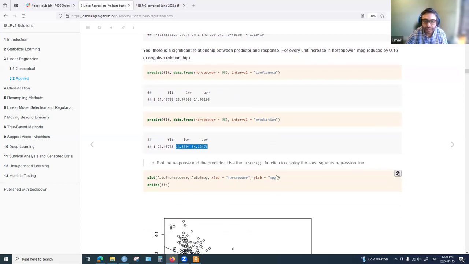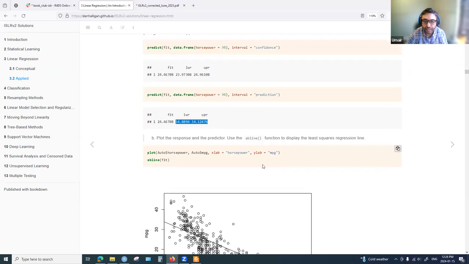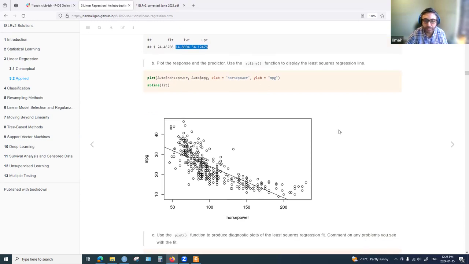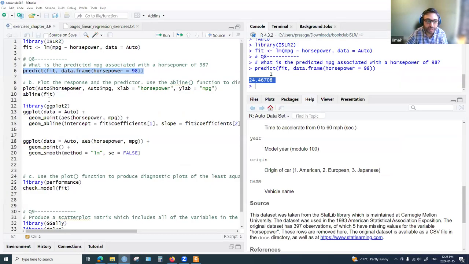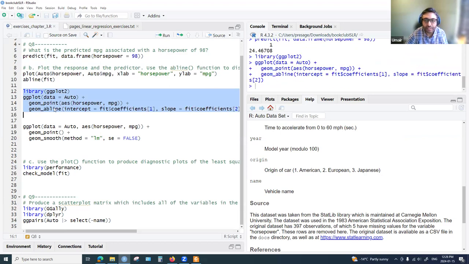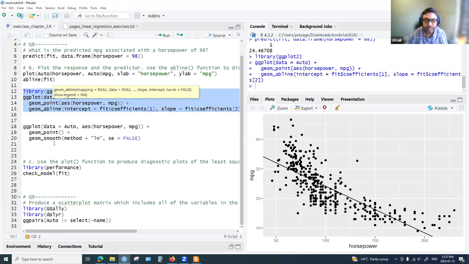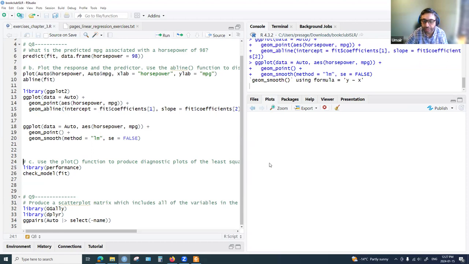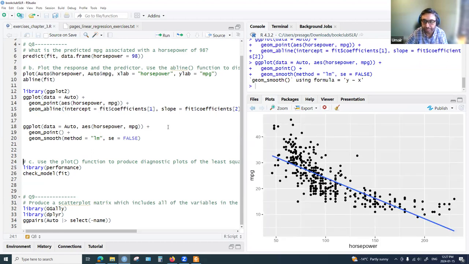Then plot the response and the predictor using the abline function. In these solutions, they've used the base R plotting system. We know we can use ggplot as well. If we want to use abline, we can provide the fit results, or we can use geom_smooth with method equals to lm. That also produces the same result.